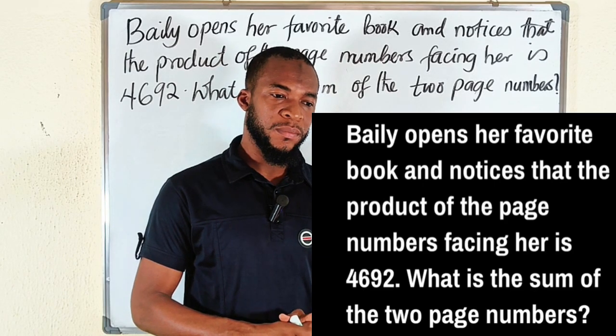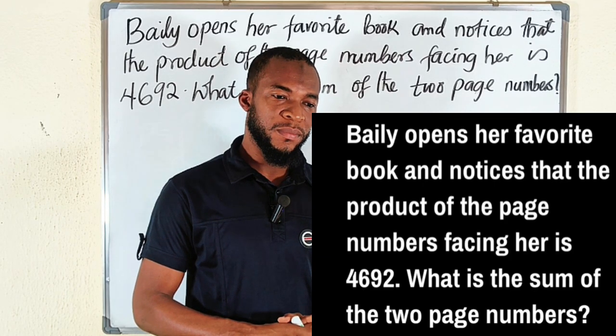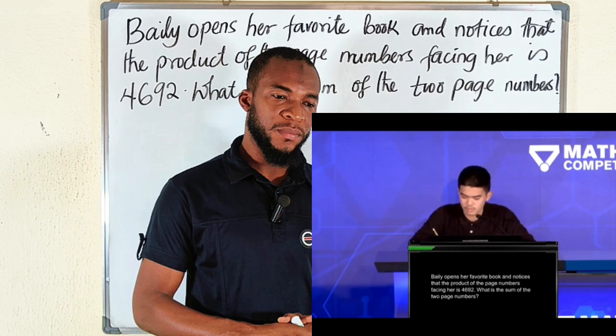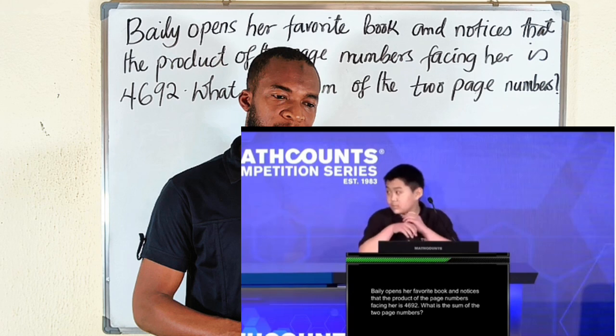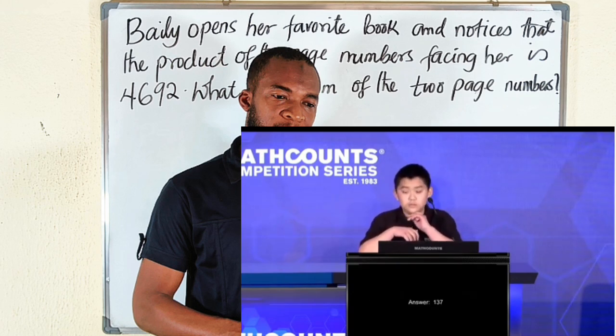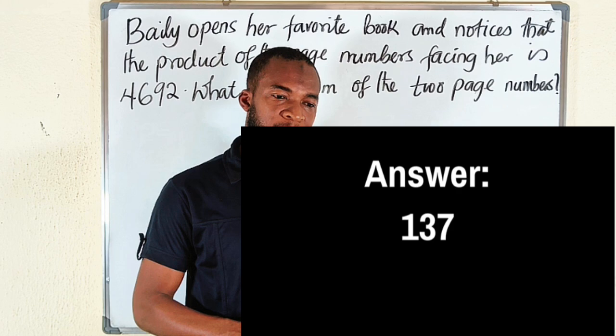Bailey opens her favorite book and notices that the product of the page numbers facing her, Shanya. 133. I'm sorry, that's incorrect. The product of the page numbers facing her is 4692. What is the sum of the two page numbers? Ben. 137. That is the correct answer. We're all tied up at 2.